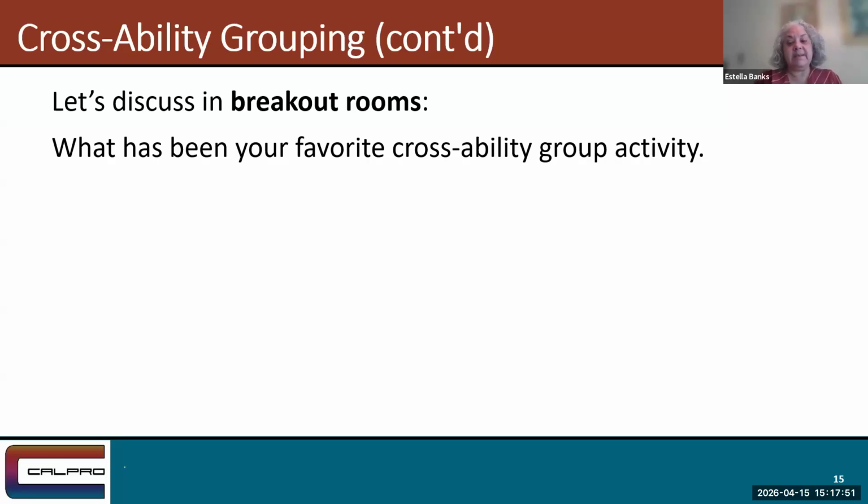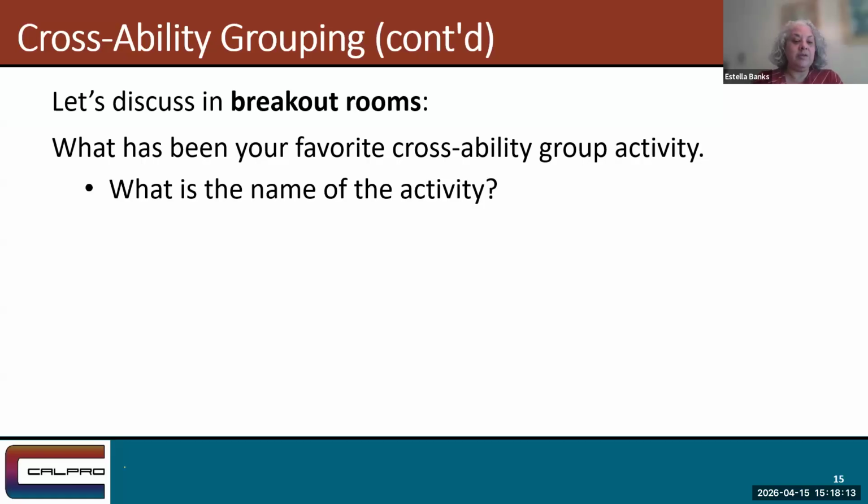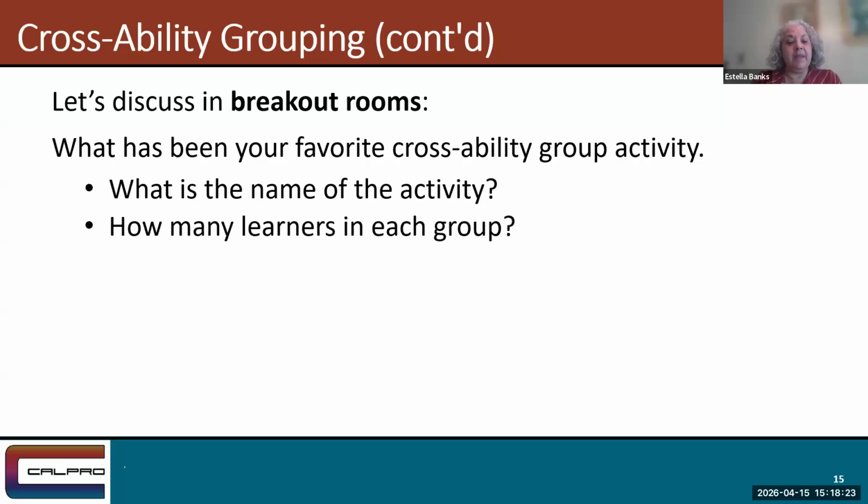Okay, so we're going to discuss cross-ability grouping in the breakout. We're going to share with your colleagues. So there's going to be 3 or 4 people in each group, I think 4, based on how many we have here. And so these are questions you'll be discussing in your breakout room. The first one is, what has been your favorite cross-ability group activity? So please share the name of the activity, how many learners in each group.